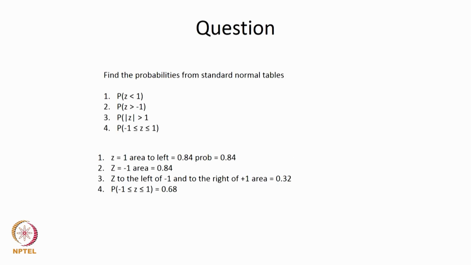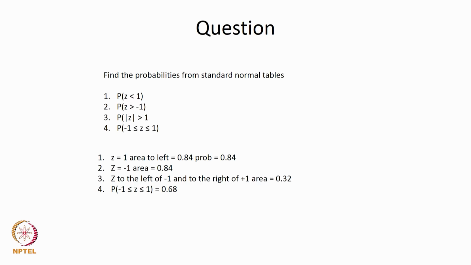Find the probabilities from standard normal tables, z less than 1. We already saw that for z less than 1, area to the left is 0.84, so the answer is 0.84. Question number 2, find the probability of z greater than minus 1. We know that for z equal to 1, area to the left is 0.84, and area to the right is 0.16. It is symmetric, therefore, for z equal to minus 1, area to the left is 0.16, which is z less than minus 1. Therefore, z greater than or equal to minus 1, the answer is 0.84.